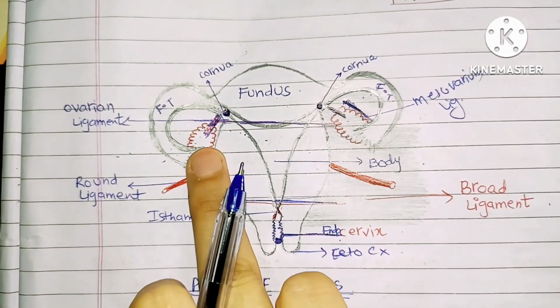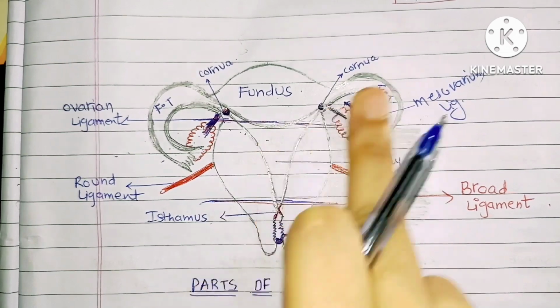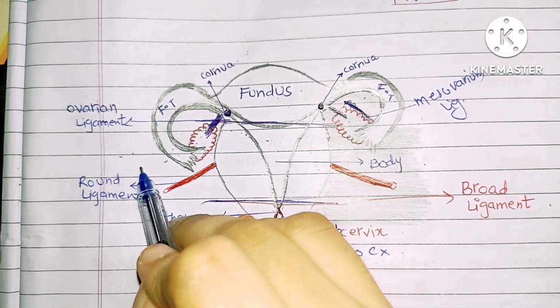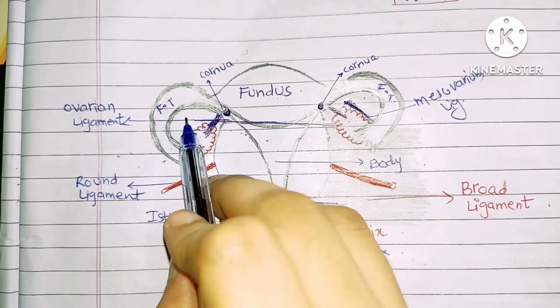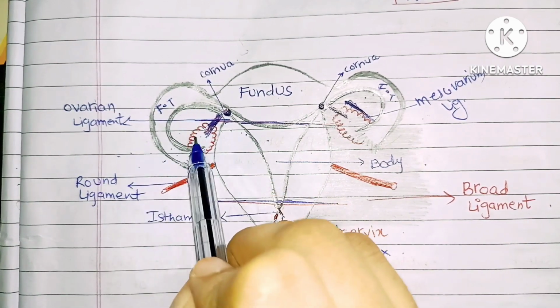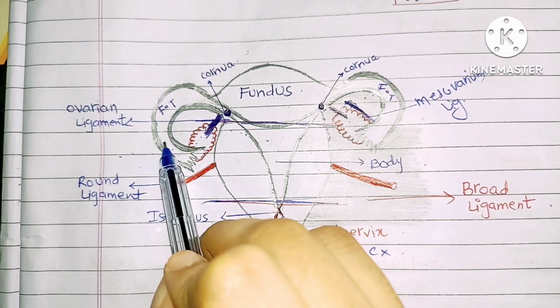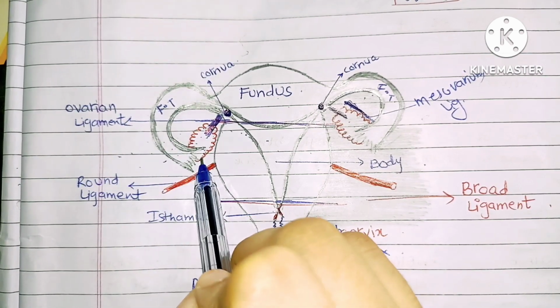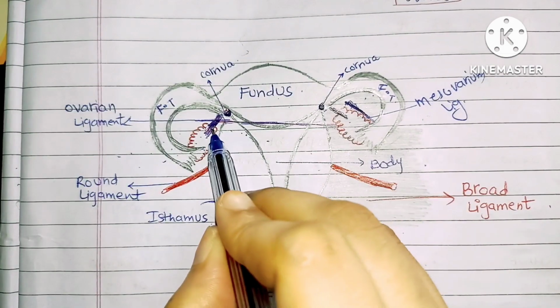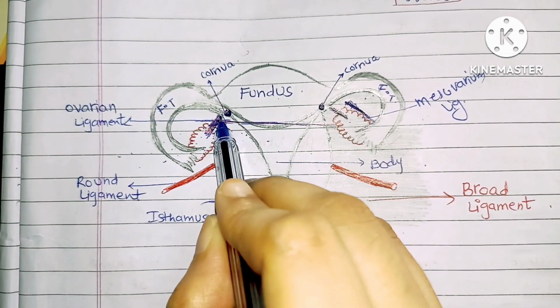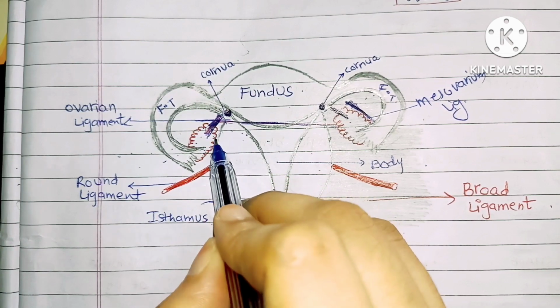See, this red color one is the ovary, this is the uterus, this is the fundus, and this is the fallopian tube. So the ovary is attached laterally to the lateral pelvic wall with the help of the infundibulopelvic ligament. First thing. And then it is attached to the uterus with the help of a ligament called the ovarian ligament. See, this is the ovarian ligament.